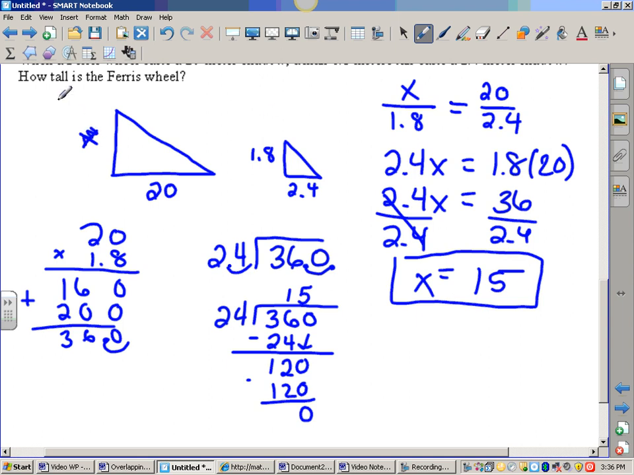Now, please do not just write down the 15 and think that you're done. I want you to check to make sure that it makes sense. In our original problem, we didn't know the height of the Ferris wheel, but we did know that the shadow was 20. On the smaller triangle, we knew that a height of 1.8 was producing a shadow of 2.4. If the shadow was longer than the height of the man, when you have your other triangle, you still need the shadow being longer than the height of, in this case, the Ferris wheel. We need to get in the habit of making sure that our answer makes sense.